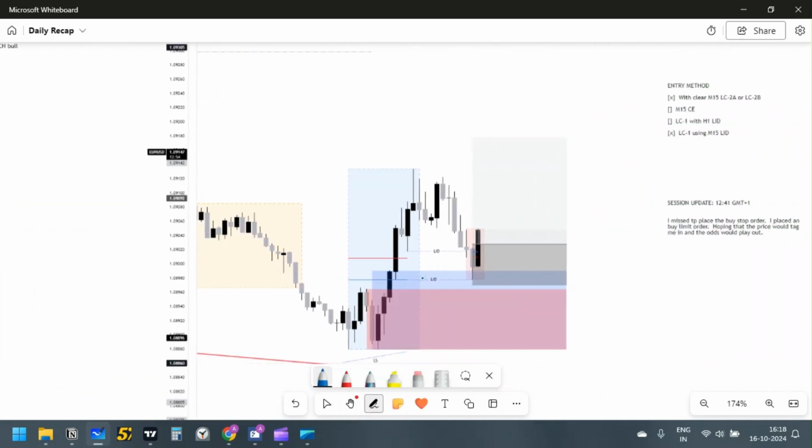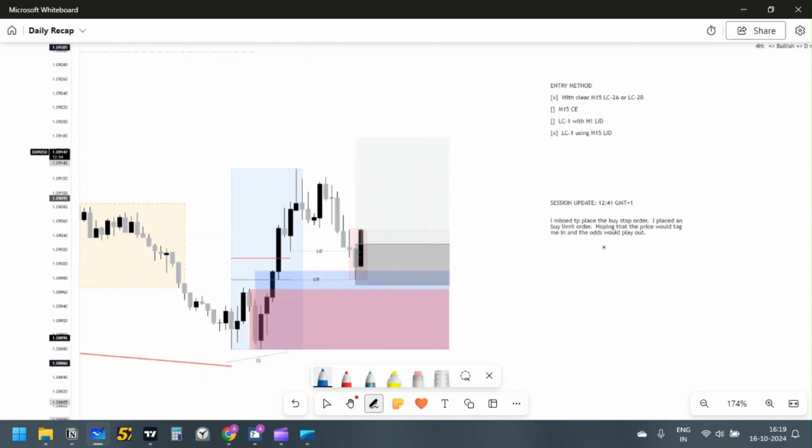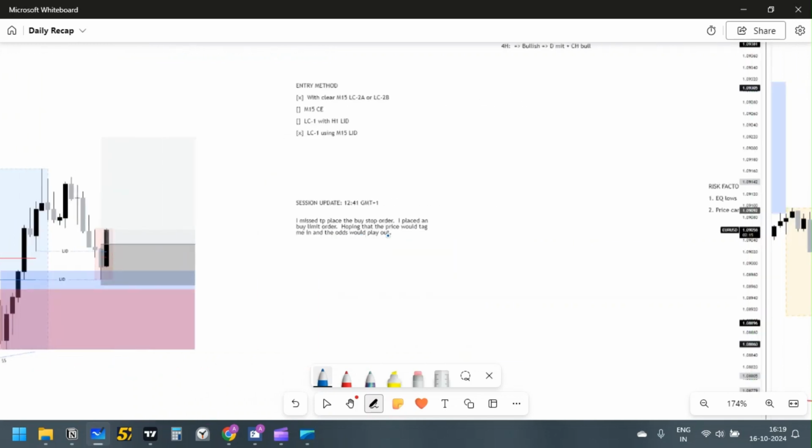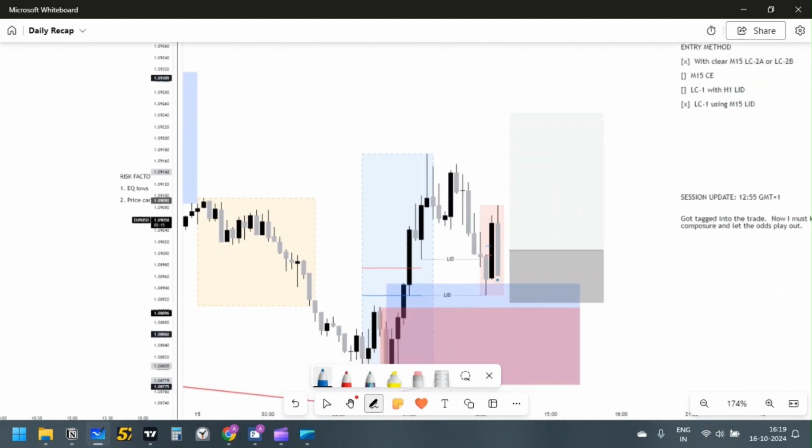So yeah, price came down, took the lead, and then tapped into the demand zone. I waited a bit for this lead to be taken, but price actually respected it and pushed up. So I didn't place a trade or a stop order immediately. I placed a buy limit order here, waiting for the price to tag me in with the odds playing in my favor. And fortunately, price came down and tagged me in for a while.